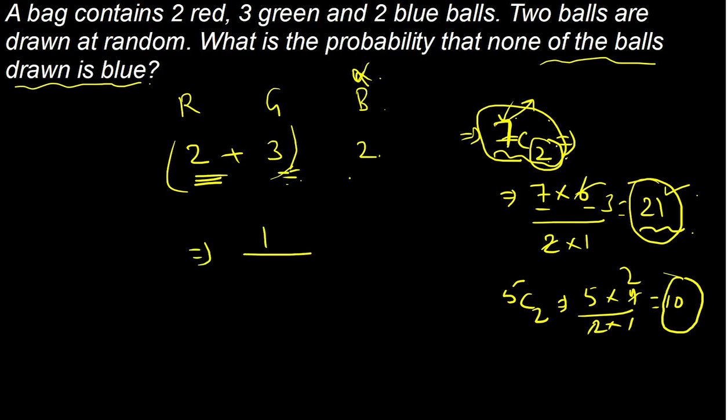So what is the probability? Favorable upon total outcomes. So your answer is going to be 10 by 21.